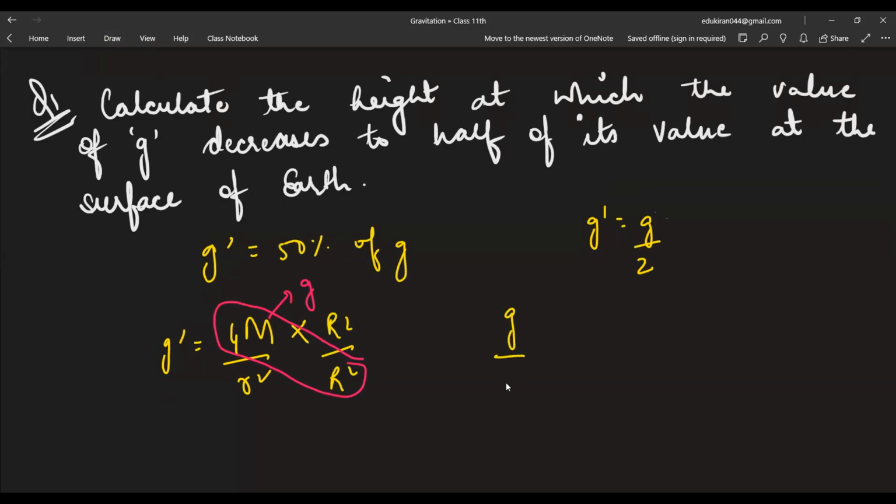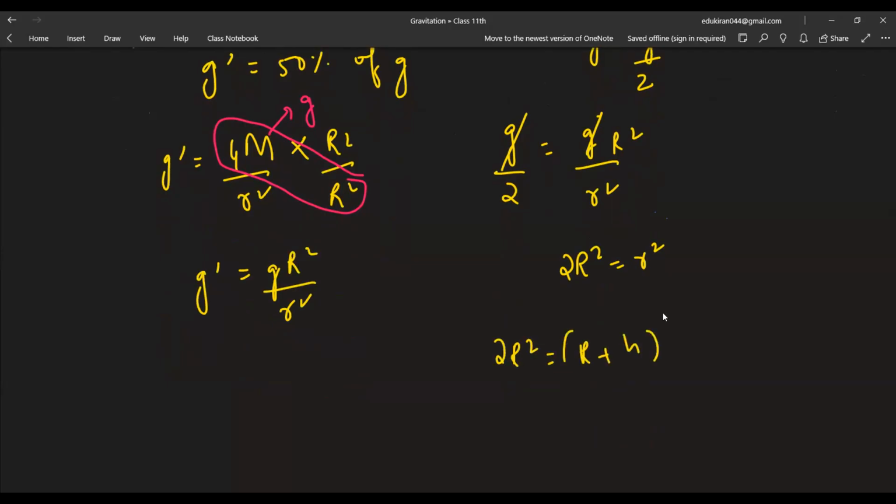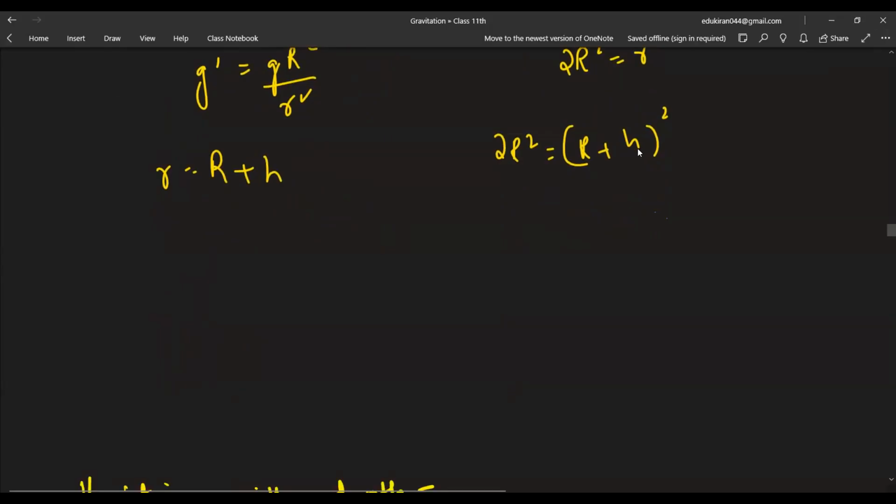So g dash is equal to g by 2. And here we have g R square by small r square, so g gets cancelled. 2R square is equal to small r square. Why have I written this? Because small r is equal to R plus h as discussed. So 2R square is equal to R plus h whole square.